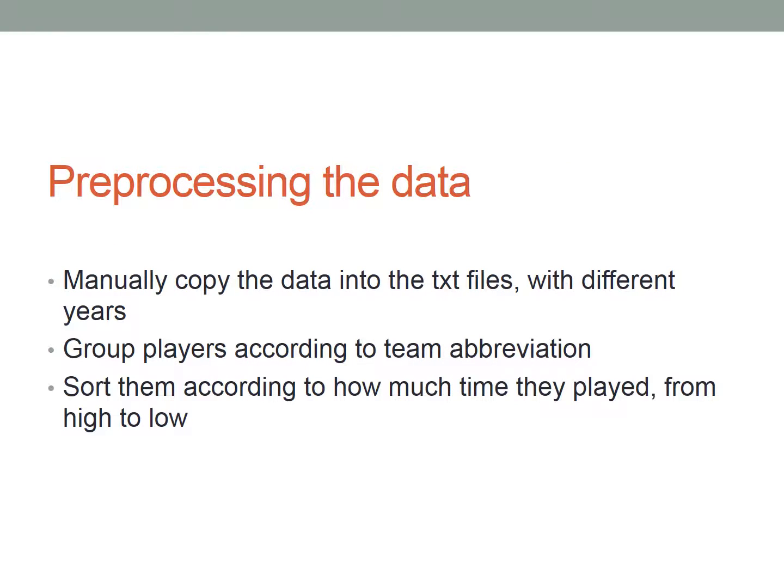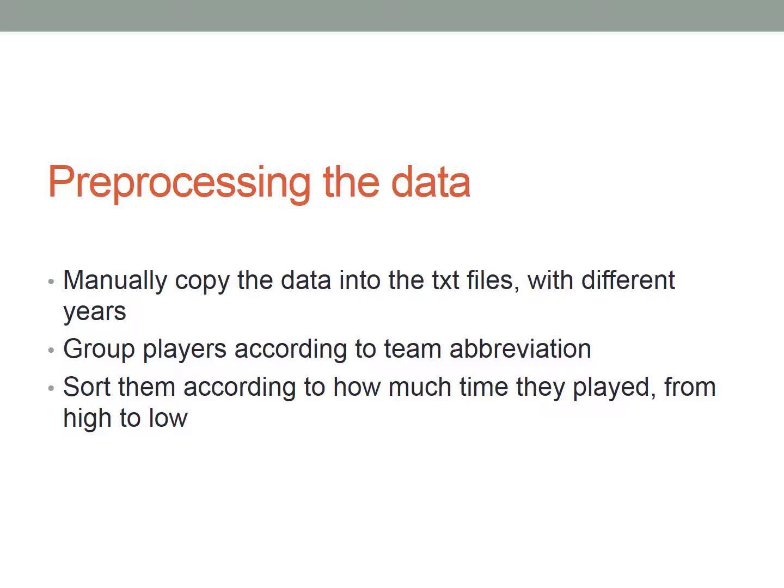So our first problem is, how do we preprocess the data? The data online has information of all player stats in a specific year. First, because the data online is pretty raw and has redundant parts, we just manually copied them into TXT files, which takes a really long time.